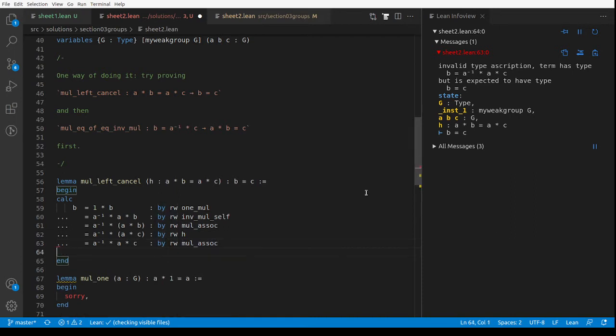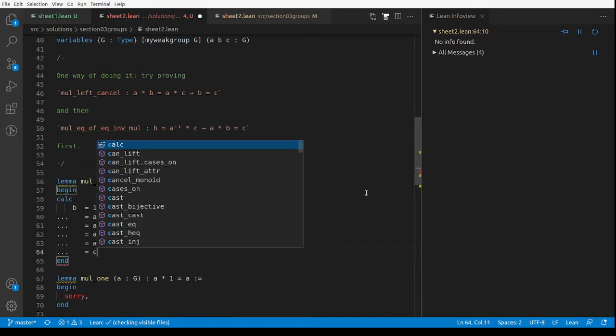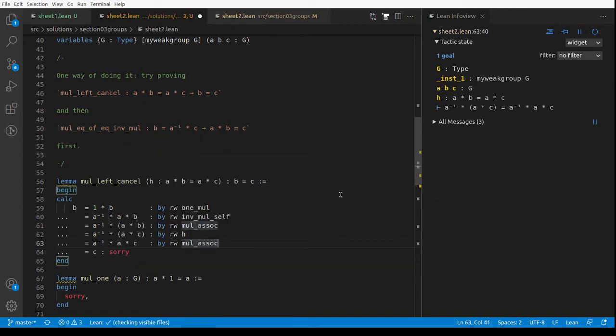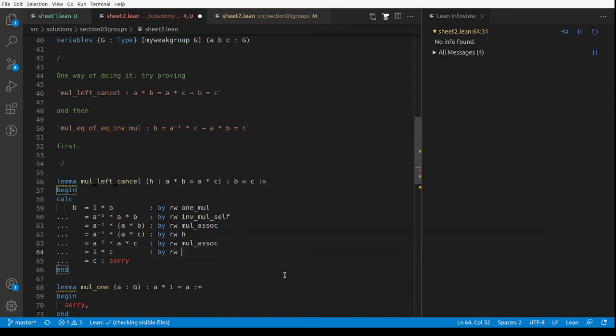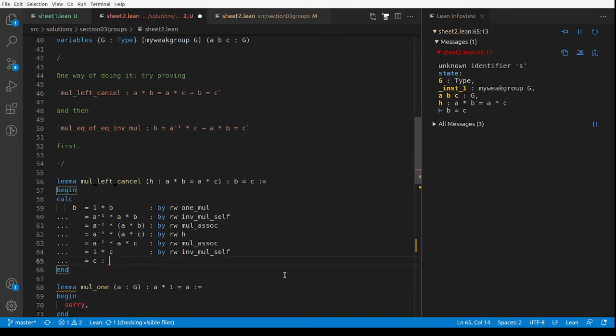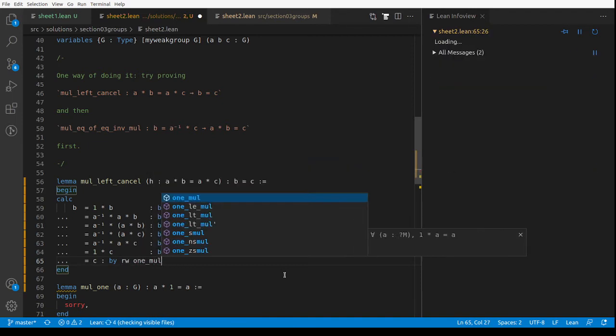it's complaining that equals C. Sorry, there. Let's stop it complaining. I don't like having errors. The point here is that mul assoc now changes the right hand side to the left hand side, and then closes the goal with rfl. And this equals 1 times C, and that's by rewrite inv mul self, and that equals C by rewrite 1 mul.